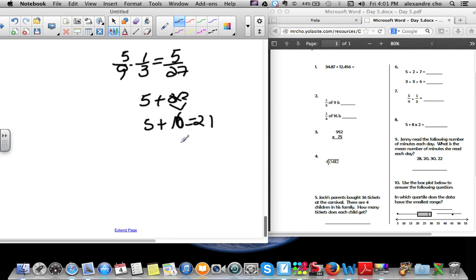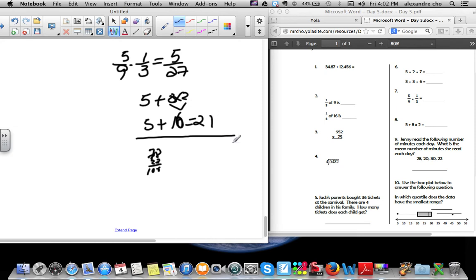Jenny read the following number of minutes each day. What is the mean number of minutes she read each day? This is probably not going to be on your test, but nevertheless, mean is average. So you're going to add all the numbers. 28 plus 20 is 48. 78 and 22 is 100. And 100 divided by 4, because you got 4 numbers here, is 25. So the average minutes that she reads is 25.